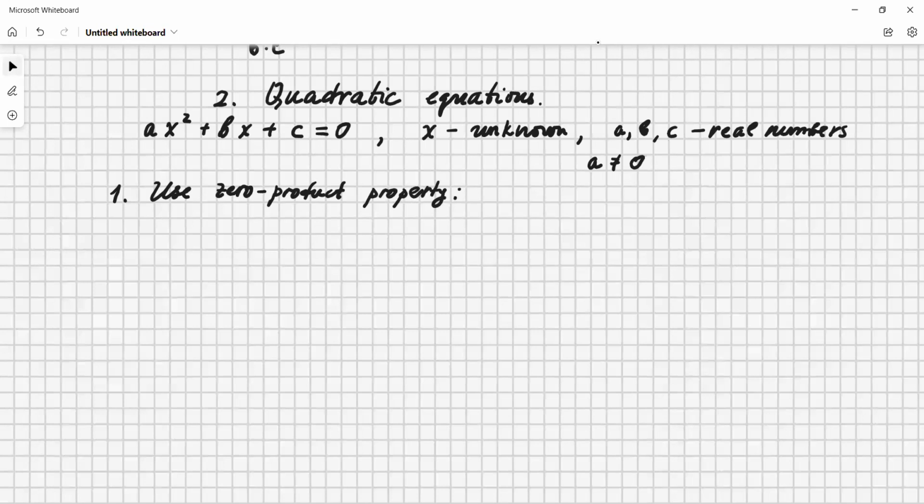What is this property telling us? This property tells us that if you have a product of two expressions equal to 0, then to make it equal to 0, only one, or any of these two, can be equal to 0. Either A equals 0 or B equals 0. How is it going to work for us? Well, for example, somebody gives us an equation.